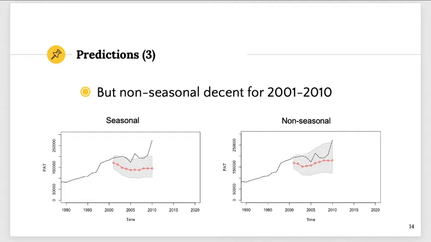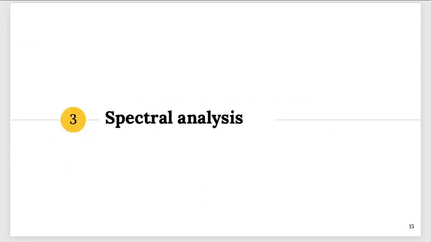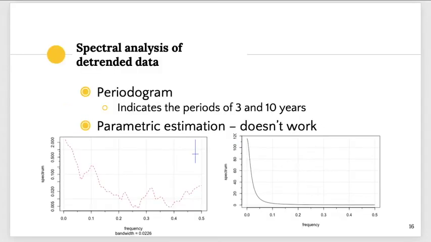So in general, the predictions don't seem that convincing, at least to me. But they're not completely off in shorter periods, at least. We carry on with some spectral analysis to see if we can learn anything more about these models. First we look at just the detrended data, not the residuals. The periodogram, which is moved to the left here, indicates cycles with periods of 10 years and 3 years. I also tried some parametric estimation, but it didn't work. But these indications seem to be in line with what we've seen before.